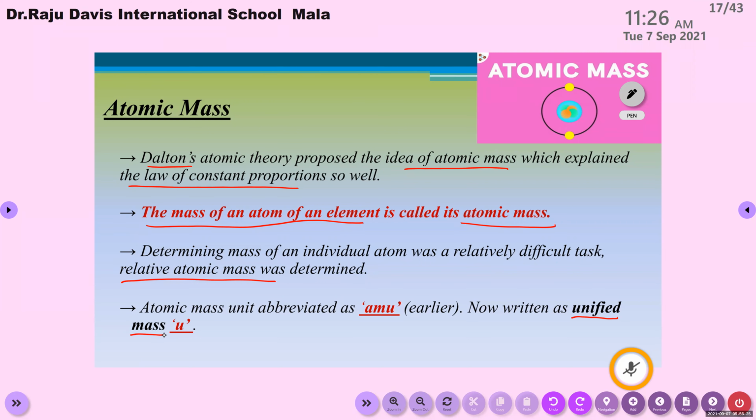Dalton's atomic theory proposed the idea of atomic mass, which explained the law of constant proportion so well. The mass of an atom of an element is called its atomic mass. Determining mass of an individual atom was a relatively difficult task. Relative atomic mass was determined. Atomic mass unit, abbreviated as AMU earlier, and now it is written as unified mass, u.